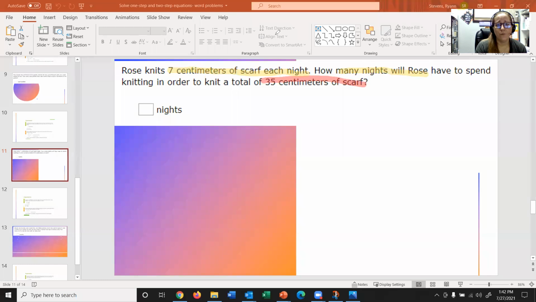Okay, now if Rose, if she's knitting for like 8 nights, we know that that would be 7 centimeters all 8 of those nights. So 7 for the first night, 7 for the second night.